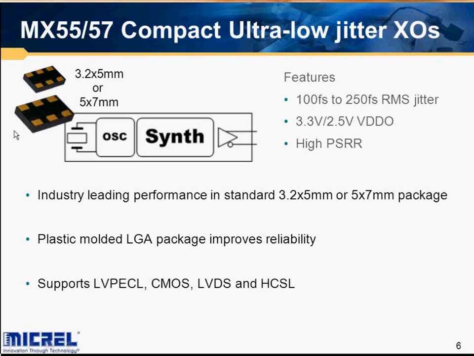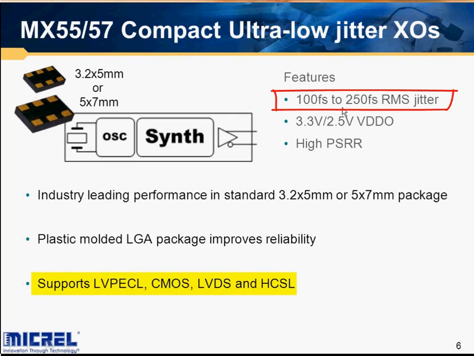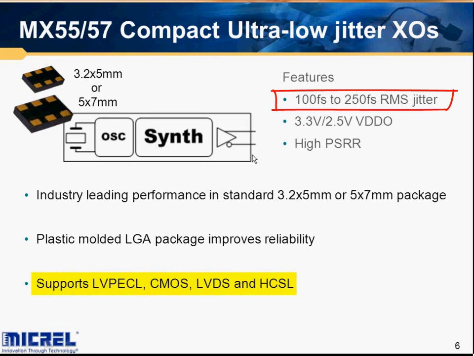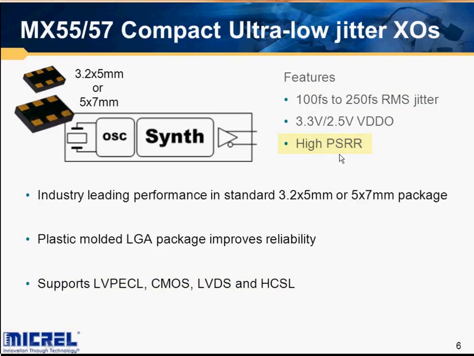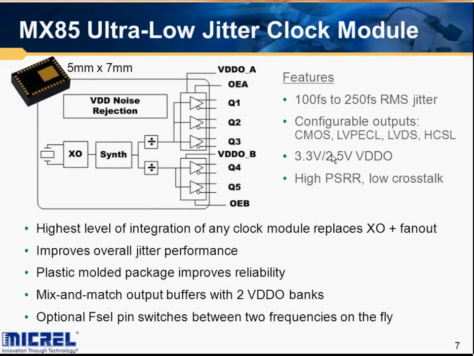The first devices we'll look at are the MX55 and 57 oscillators. These are small form factor. They're offered in 3.2 by 5 millimeters or a 5 by 7 millimeter. These parts have a crystal and the synthesizer and provide an output frequency of differential type. It can be LV-PECL, CMOS, LVDS, or HCSL. The jitter on these parts is in the range of 100 to 250 femtoseconds. They also offer a very high power supply rejection ratio, so that even if your power supply is noisy, the performance is guaranteed.